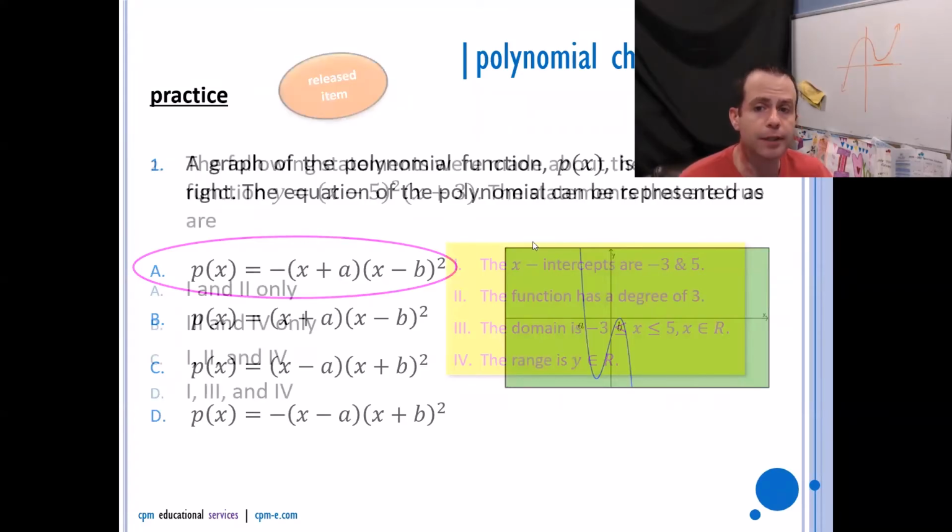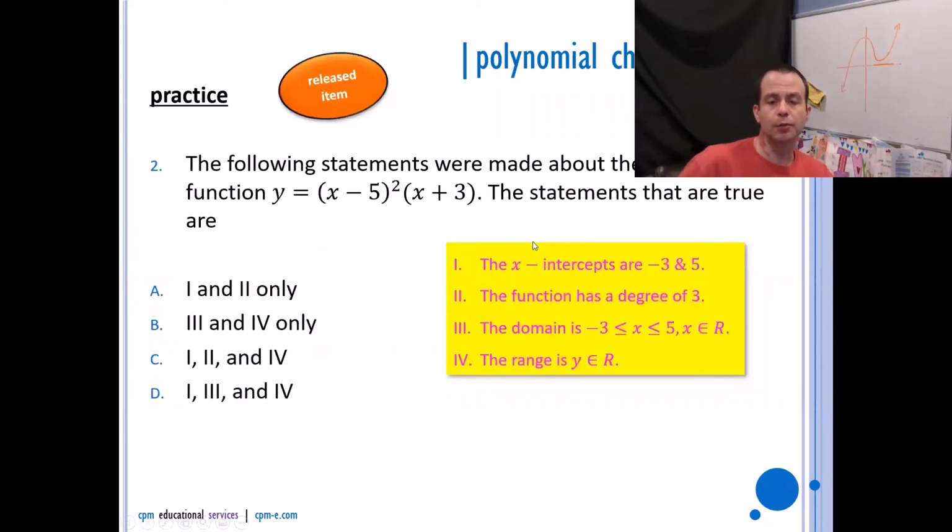The following statements were made about the polynomial function y equals x minus 5 squared times x plus 3. The statements that are true are what? Let's go through each statement and decide whether it's true or false. The x-intercepts are at negative 3 and 5. If I wanted an x-intercept, I would set this equal to 0 and set that equal to 0. And yes, that does give me x-intercepts of negative 3 and 5.